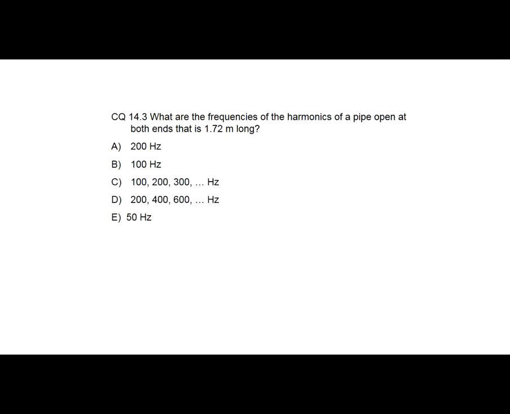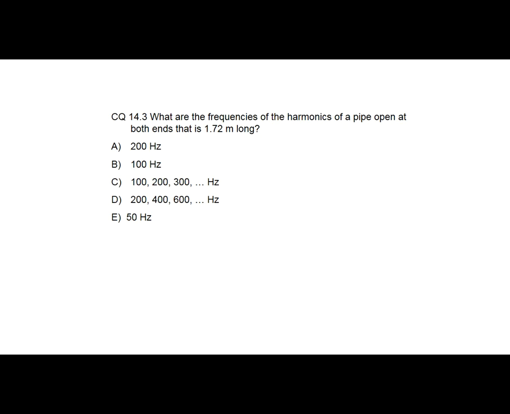Continuing on, what are the frequencies of the harmonics of a pipe that's open at both ends? What are the harmonics, right? So it's basically still the same problem as before, but what are the harmonics of the pipe that's open at both ends that's 1.72 meters long? Okay.